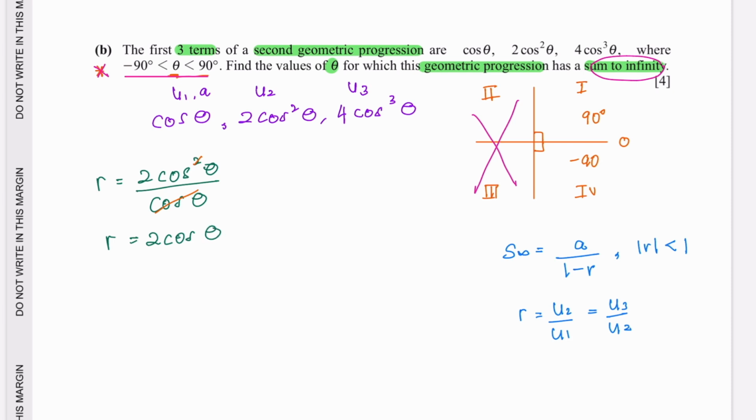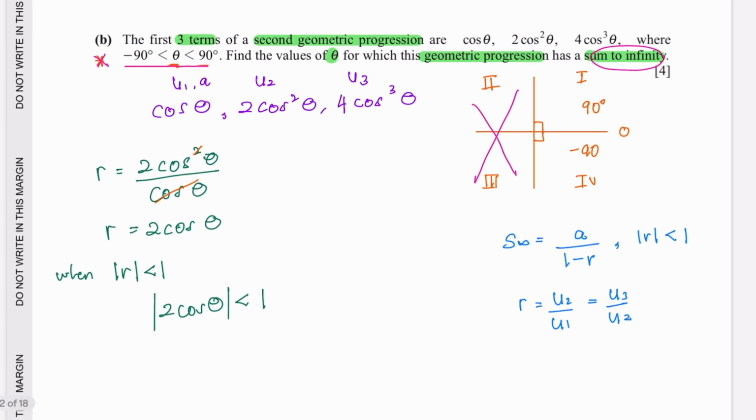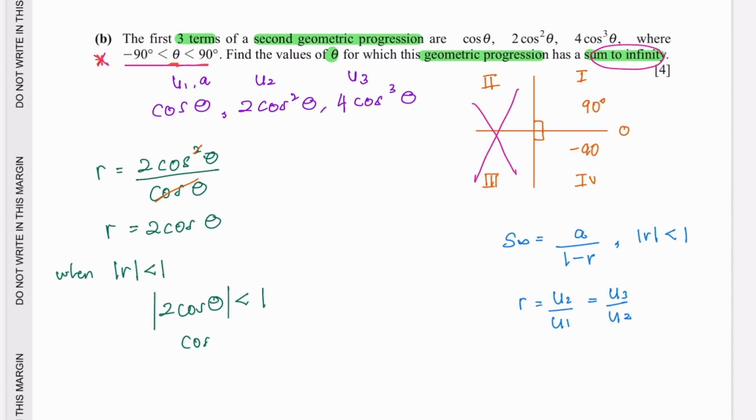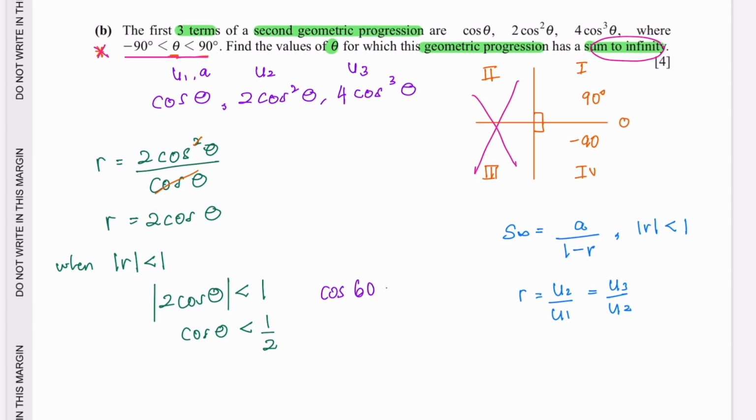The sum to infinity condition for R is that the modulus of R must be less than 1. I'm going to bring in this sum to infinity condition. Modulus of 2 cos theta must be less than 1. So let's solve for theta since we want to find the value for theta. Cos theta will be 1 over 2. You know cos 60 is going to be equal to 1 over 2. Now, our theta is 60. 60 is in quadrant number 1. It is less than 90 degrees.